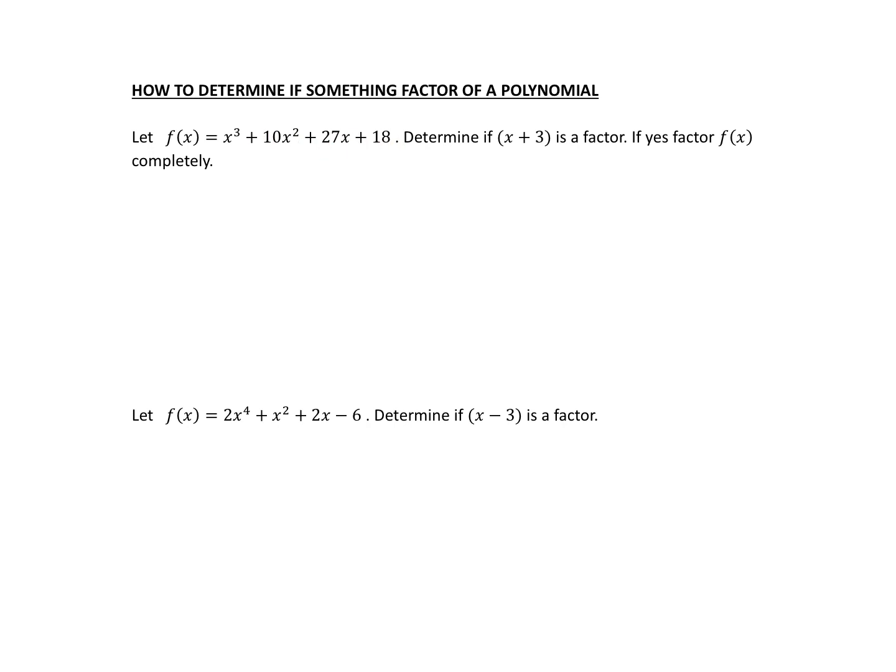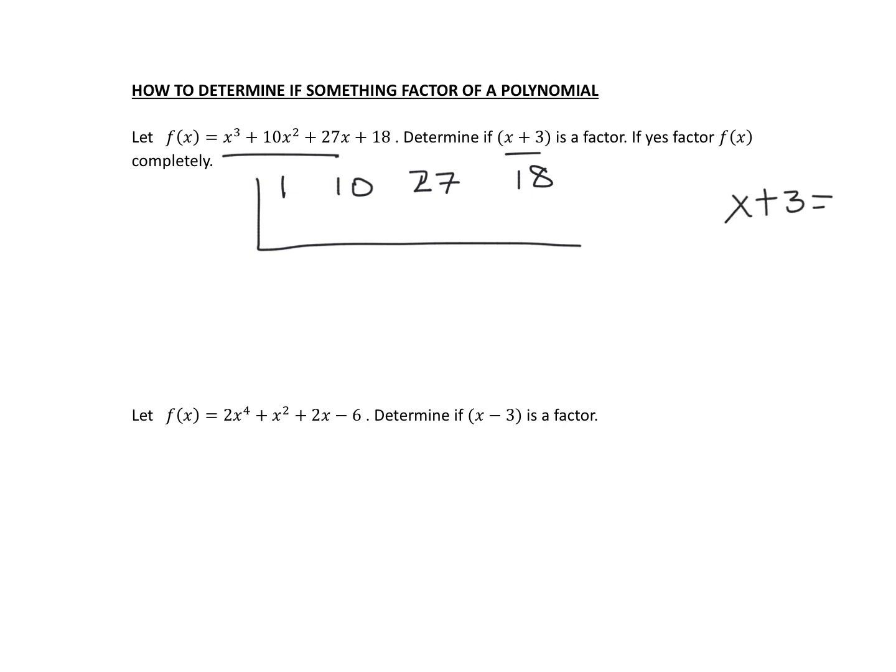I'm going to divide these two and I'm going to use synthetic division. So how does that work? I'm going to take the coefficients 1, 10, 27, 18, just in order, and I know all of them are positive. Then I take this factor, x plus 3, make it equal to 0, so I get x is equal to negative 3. So I write negative 3 here.